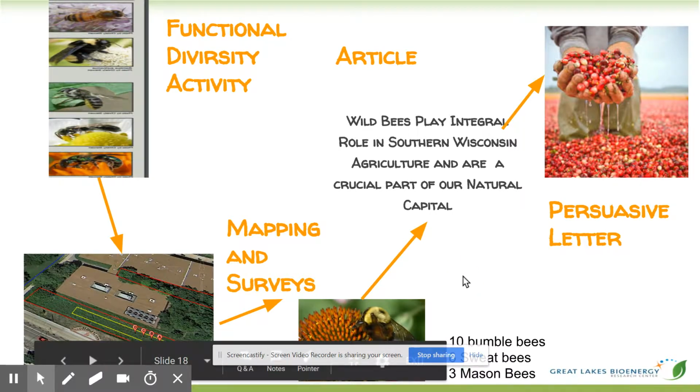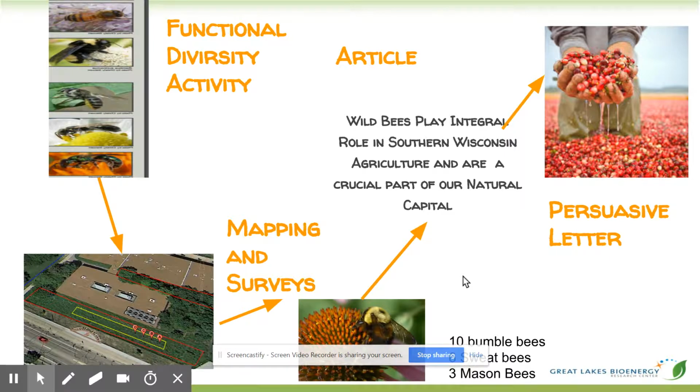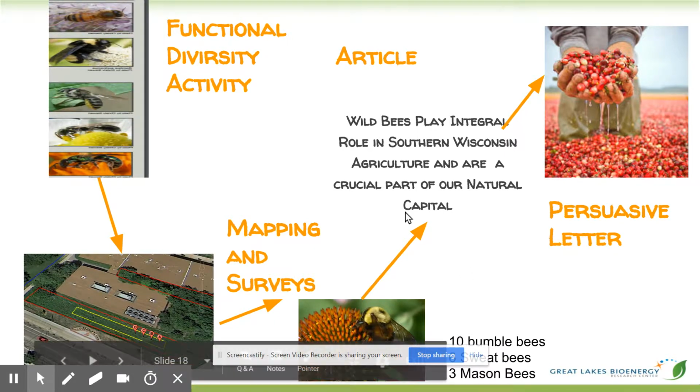Students were, in the end, able to recognize that diversity matters, not only in terms of overall numbers, but overall function of a service such as pollination. We were able to quantify pollinators into those different groups locally. We were able to connect to a larger global problem of declining populations and see the economic role that those pollinators provide in our economy.